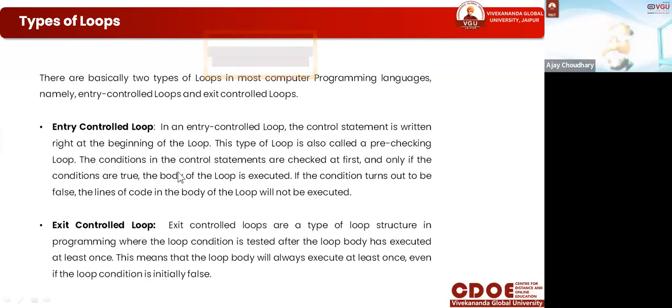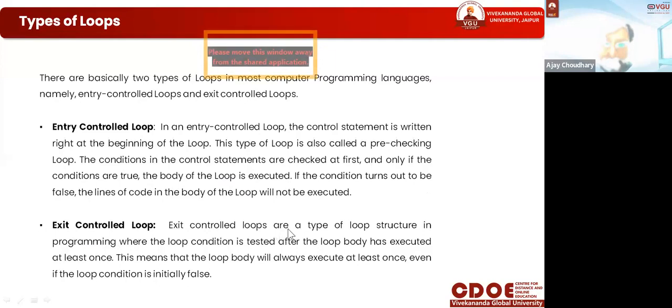The condition in the control statement is checked first, and only if the condition is true, the body of the loop is executed. If the condition is false, the code will not be executed. So first we check if the condition is true in any control loop, so that we do not need to execute the body section of that program. If the condition turns out to be false, the lines of code in the body of that loop will not be executed. There is a second type of loop, the exit control loop.